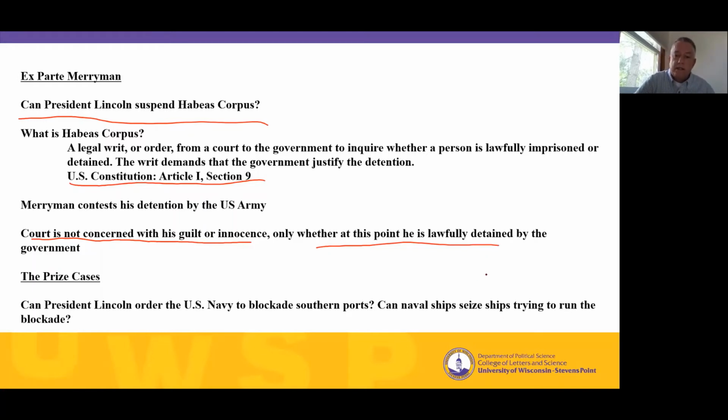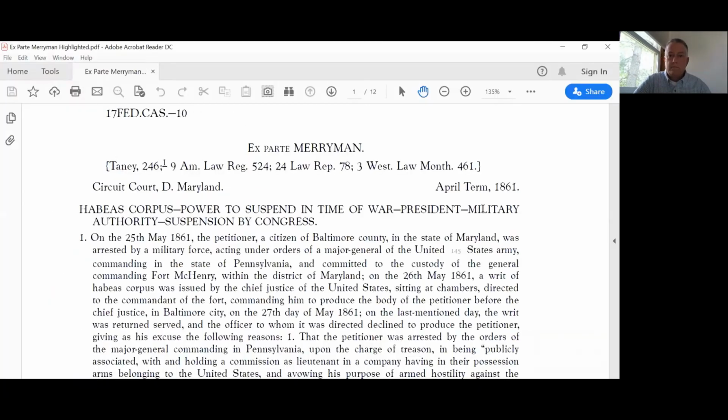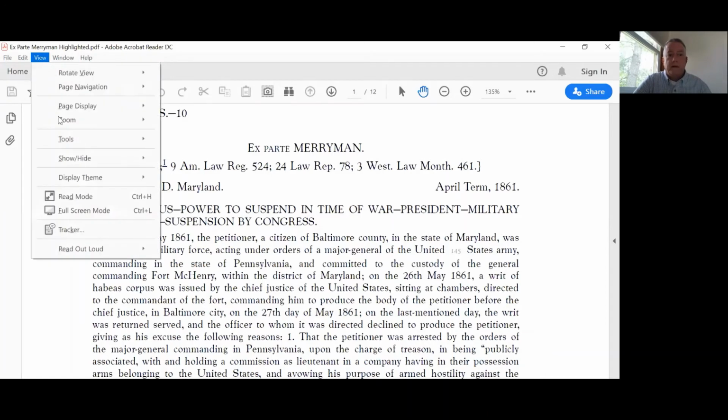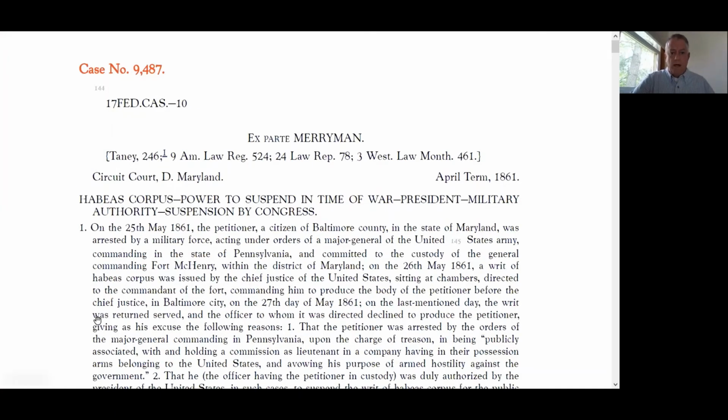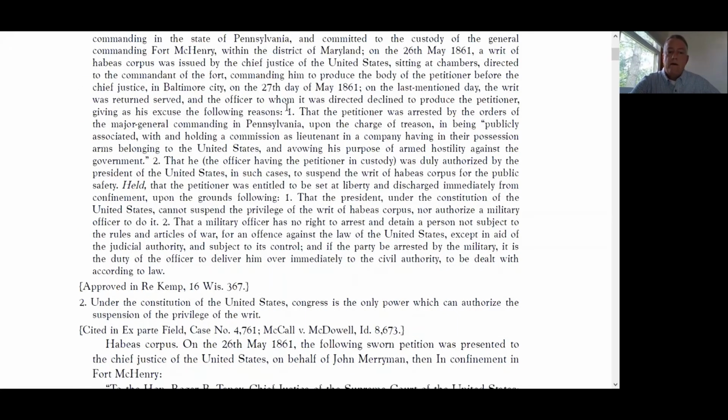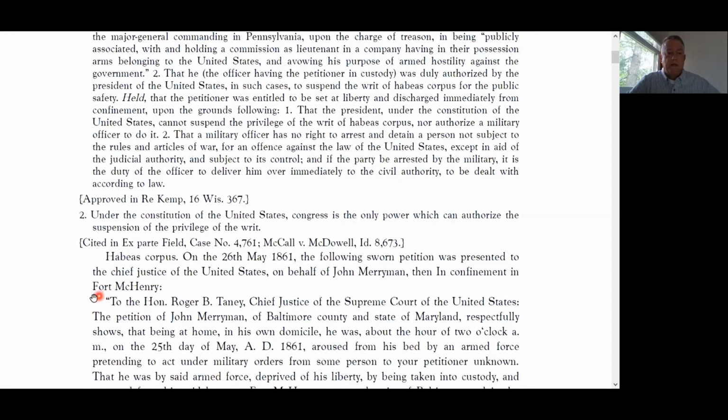Okay, so let me get the Ex parte Merryman case up. Now, with Ex parte Merryman, this case is sort of interesting for several different reasons. I should say, other than the habeas corpus question. We encounter a Chief Justice of the United States, Roger B. Taney. And Taney has been on the Supreme Court, oh gosh, since the 1840s. I think that's right.